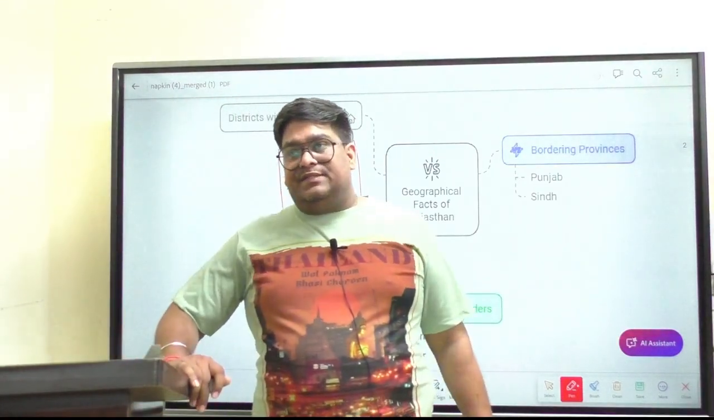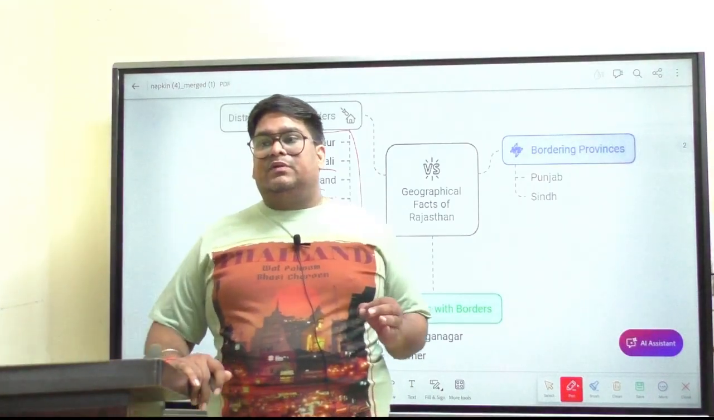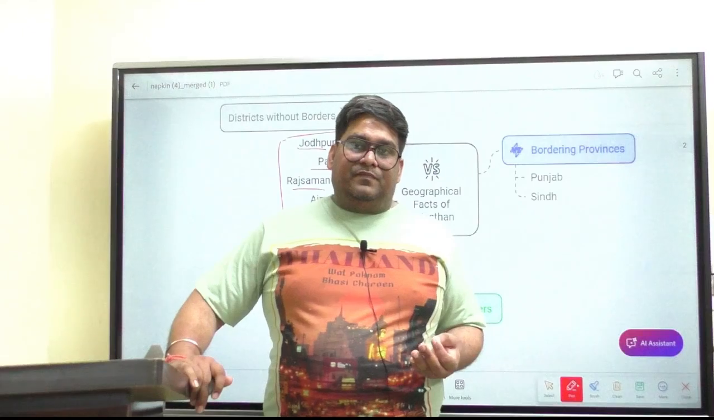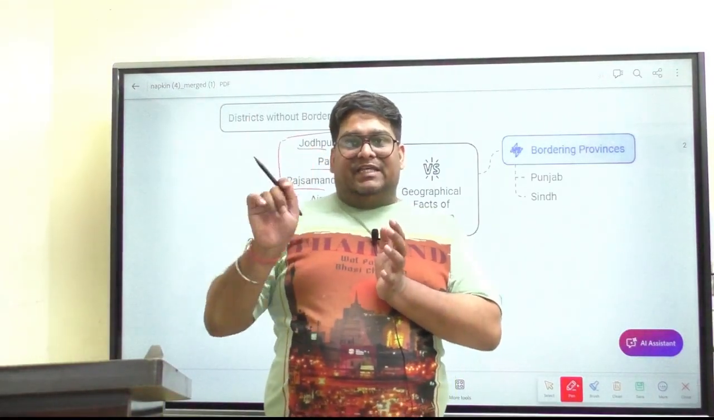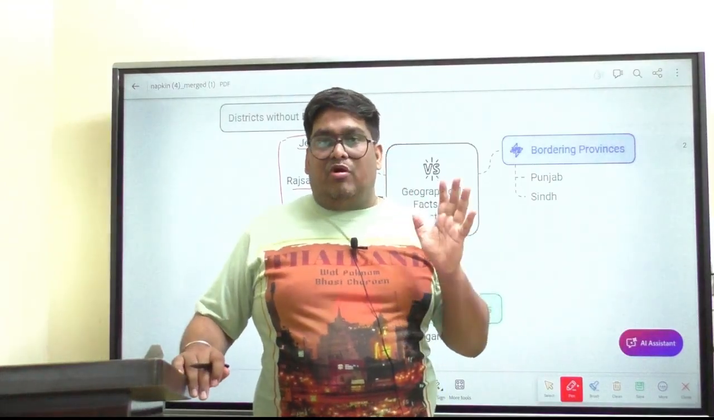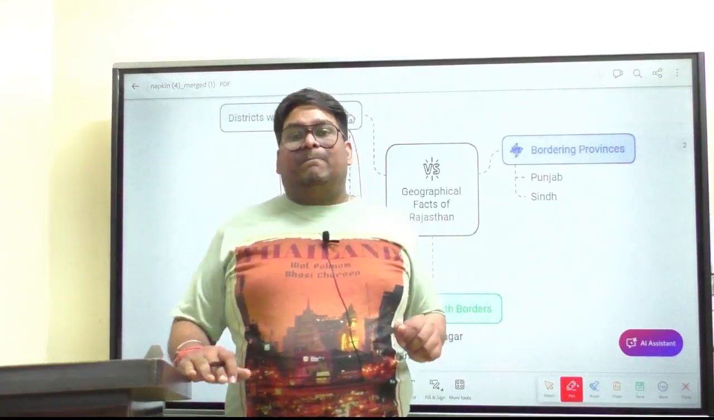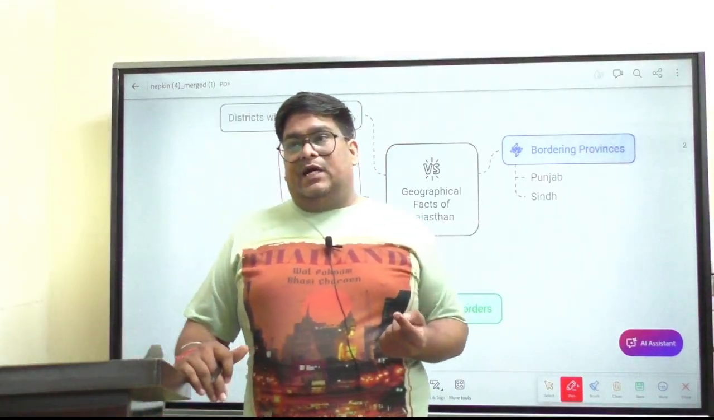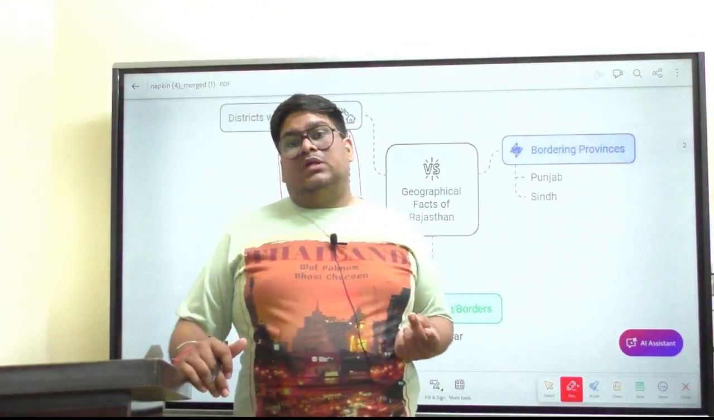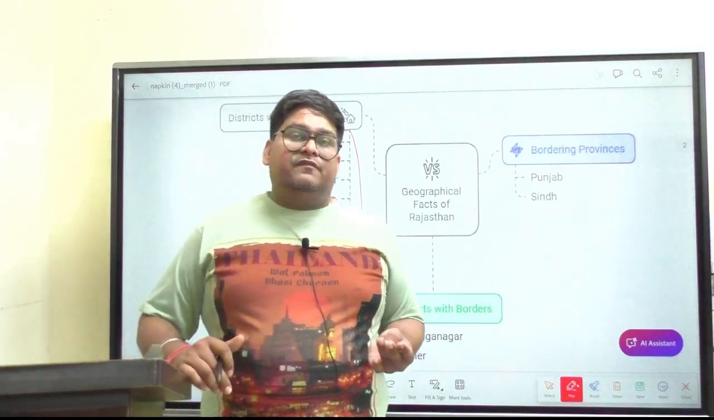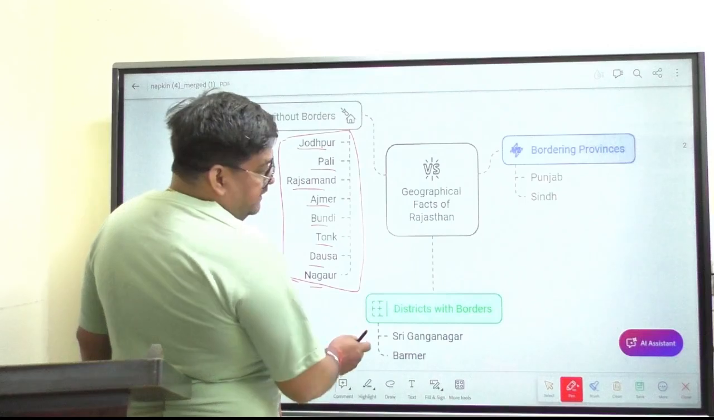Pali is the district which is bordered by the maximum number of districts in Rajasthan. It lies somewhere in between, and Pali has the maximum number of districts that touch it. So that is Nagaur, Ajmer, Rajsamand, Udaipur, Sirohi, Jalore, Barmer and Jodhpur. Okay, so these are basically the districts that are not mentioned here.